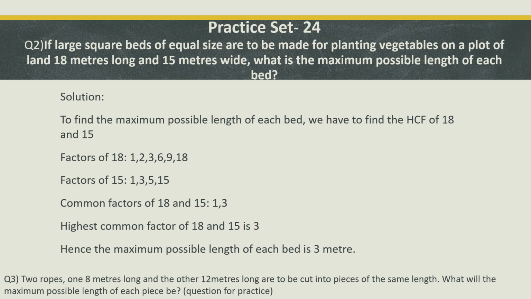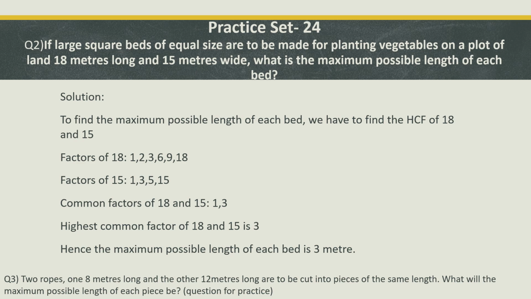Now in a plantation farm, in an agriculture farm, some land is kept in the form of square plots which are just higher than the normal land level. So they are the square beds. Now vegetables are going to be planted. So the size of the plot is 18 meters in length and 15 meters in breadth. So you have to find the maximum possible length of each bed.